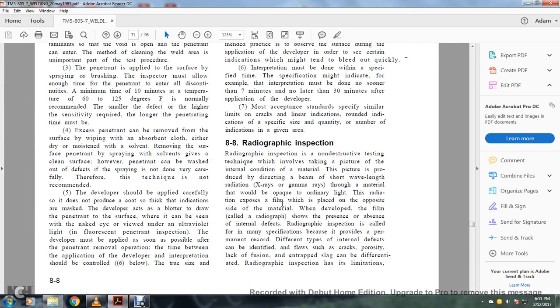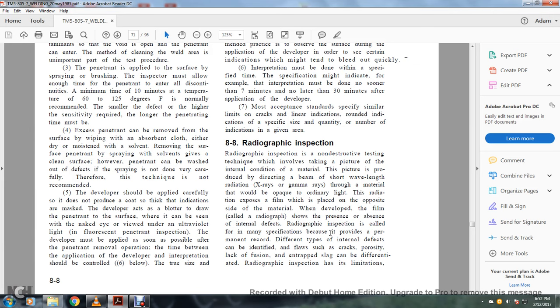A8, radiographic inspection. Radiographic inspection, a non-destructive testing technique, involves taking a picture of the internal condition of the material. The picture is produced by directing a beam of short wavelength radiation, X-rays or gamma rays, through the material, which is opaque to ordinary light, with the radiation exposing a film placed on the opposite side of the material. When developed, the film, called a radiograph, should show the presence or absence of internal defects.